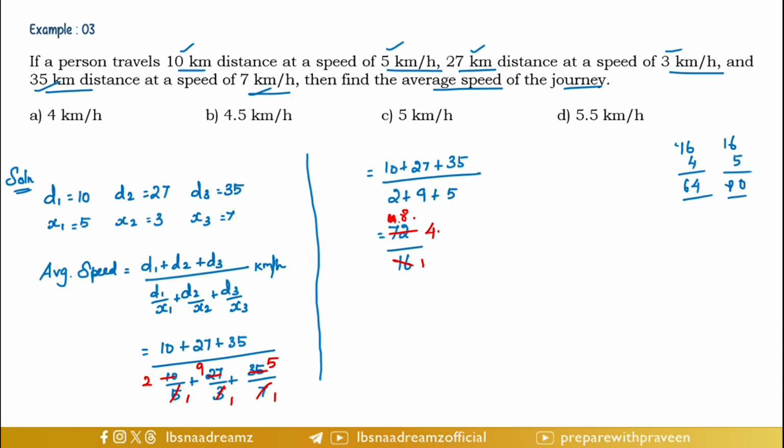If we keep the point, 0 will be added here. So 16 5s are 80, right? So 4.5. So average speed is equal to 4.5 kilometer per hour. So option B is the right answer. Yes, option B is the right answer.